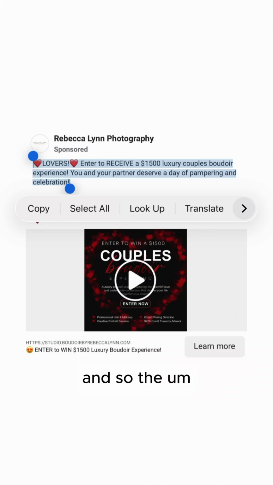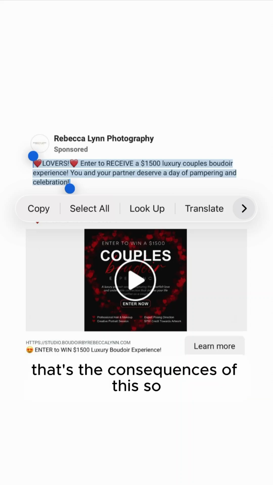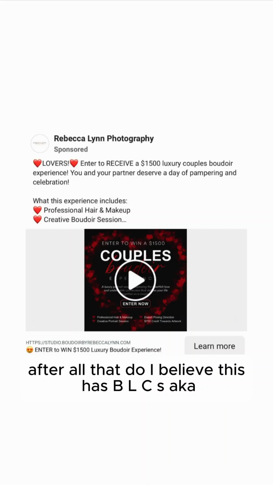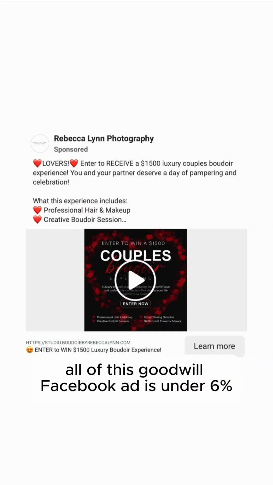And so, pulling our unique CTR under 6%, contributing to BLCS. That's the consequences of this. So after all that, do I believe this has BLCS, aka do I believe the unique CTR of this boudoir Facebook ad is under 6%? Yes, I do believe that.